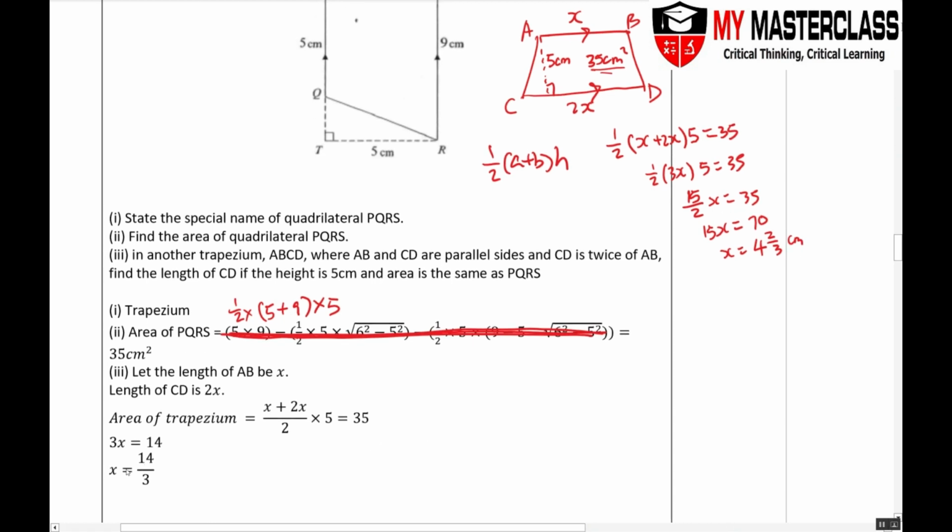Then in the notes itself, also the answer is in an improper fraction. You always leave your final answers in a mixed fraction, which is your simplest form.